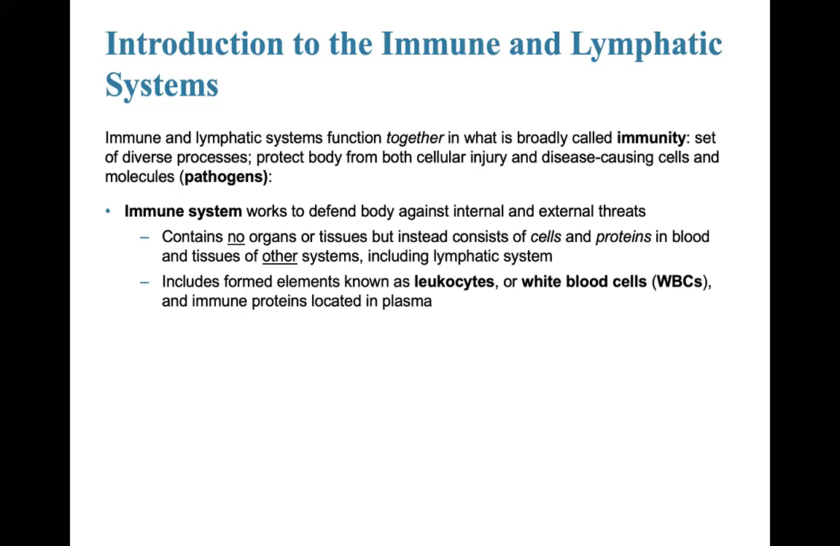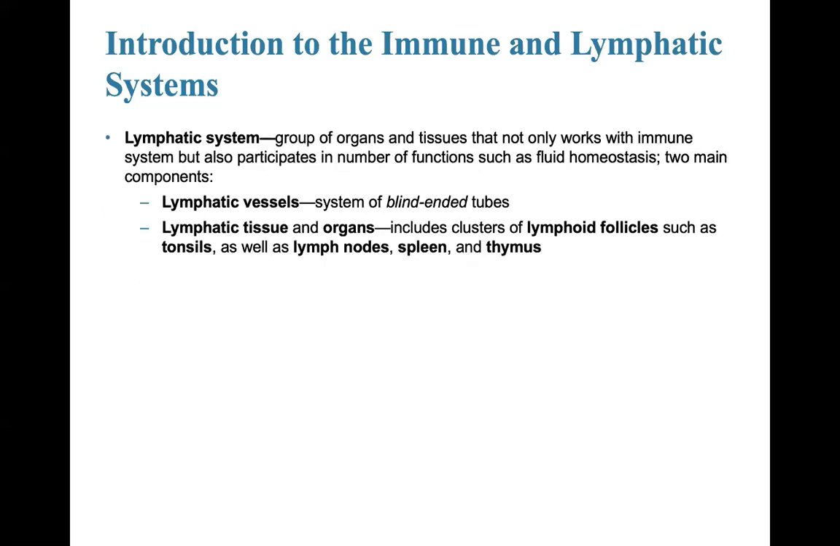It does not contain any organs or tissues, but instead consists of cells and proteins present in the blood and tissues of other systems, including that of the lymphatic system. It does include formed elements known as leukocytes, which are your white blood cells, and we talked about that with the blood chapter, and various immune proteins located in the plasma, such as antibodies.